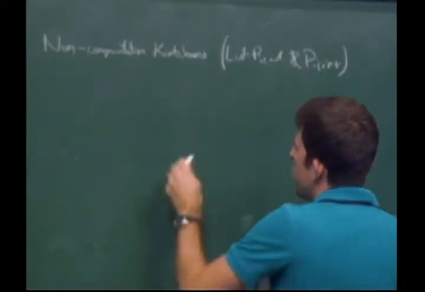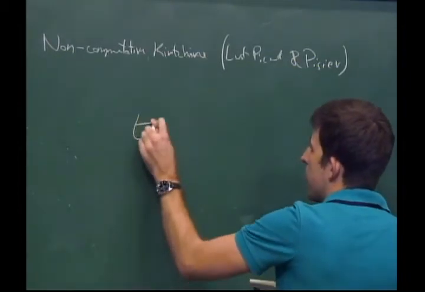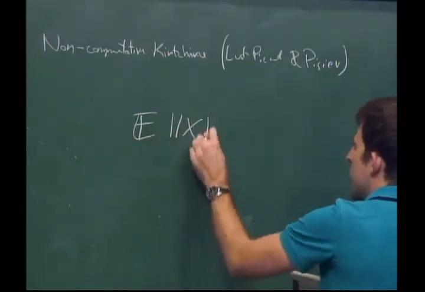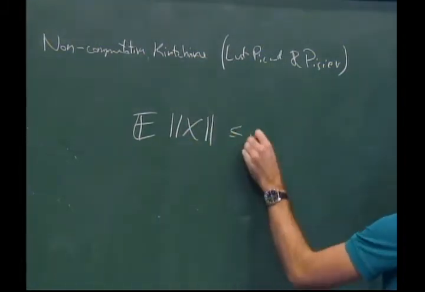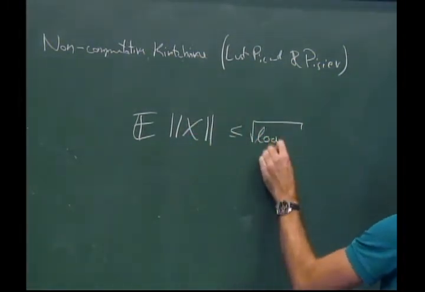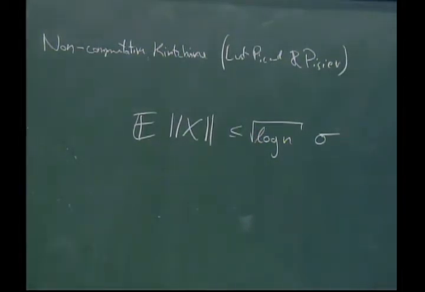And it says essentially that the expectation of X is smaller or equal than square root of log n times sigma. But it gives this.